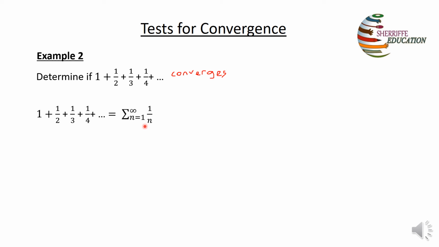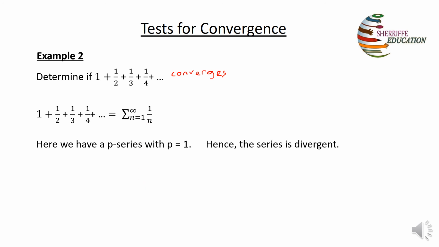So clearly, once again, we have a p-series, and in this case, what is the value of p? If you guessed that p is equal to 1, you would be correct. And based on what was said earlier, if p is equal to 1, what can we say about the series? The series is divergent, or we can say that it diverges.